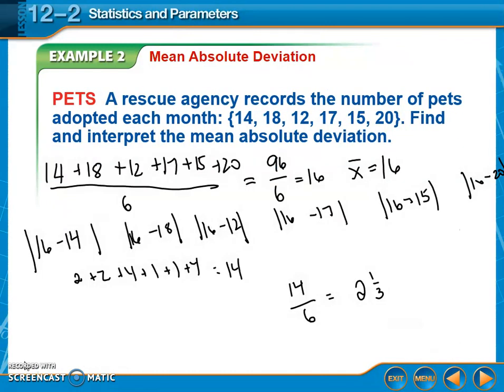Sorry, I forgot to mention, interpret the mean absolute deviation. So the mean absolute deviation is about how, on average, how far my data is away from my average, which was 16. So we can say that on average, it was about 2 1/3 points, or number of pets, away from 16. So it could be 2 1/3 more or 2 1/3 less than 16. So it's how far it is from the mean. That's the mean absolute deviation.